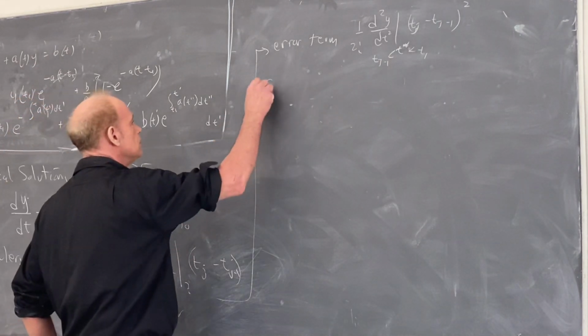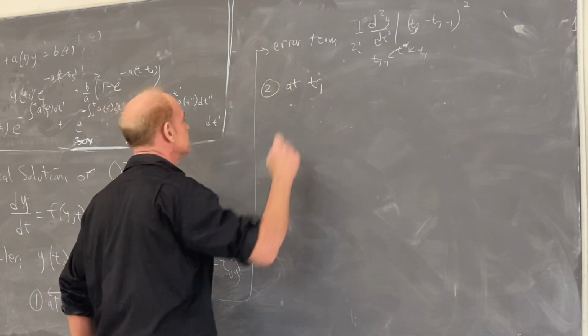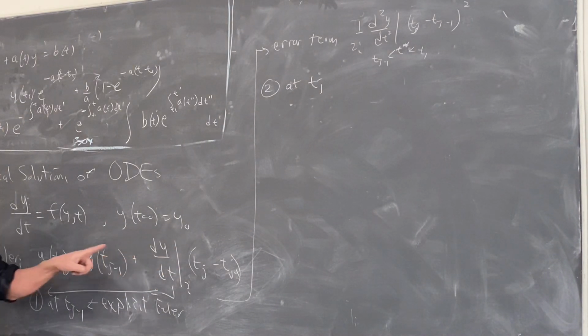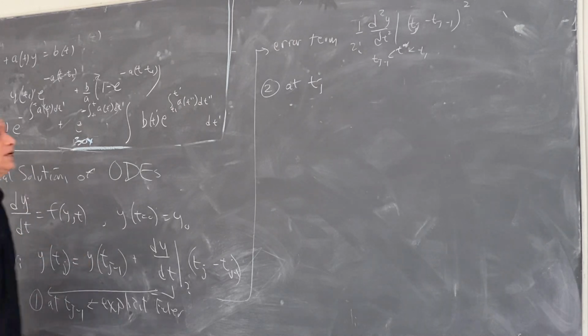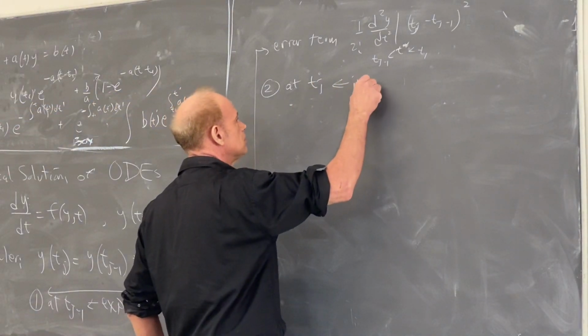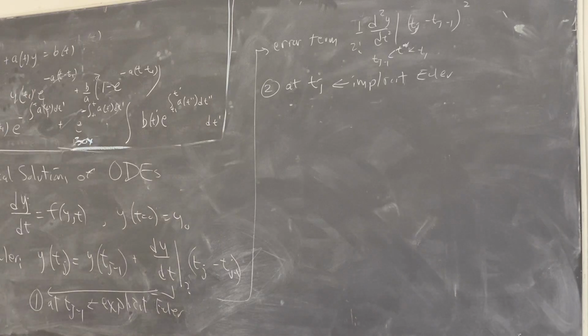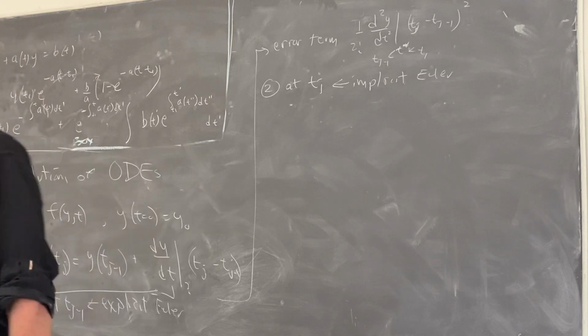Let's go to choice 2. Choice 2 is where I evaluate at tj. So I want to evaluate this at tj, but I don't know its value at tj, because for dy/dt at tj, I need to know y at tj, and that's what I'm trying to calculate. So I have to solve it implicitly. I choose a value and cycle through. This is called an implicit Euler. It has a similar error term, but it turns out it's much more stable.